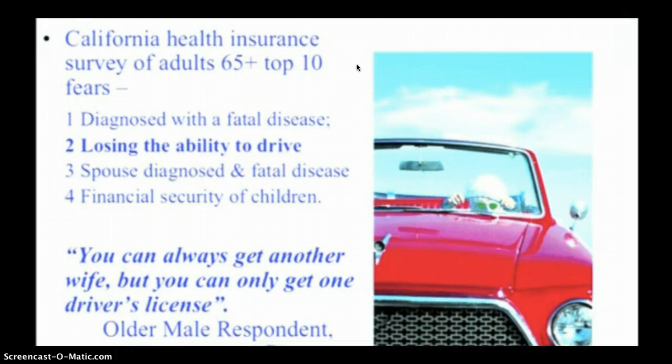Think about this little list. This is from an HMO in California. Top 4 fears. I like this. Being diagnosed with a fatal disease. That seems reasonable. Number 2, losing the ability to drive. How about 3, a spouse being diagnosed with a fatal disease?